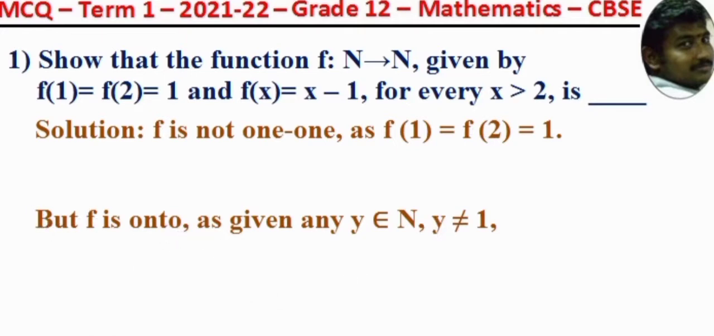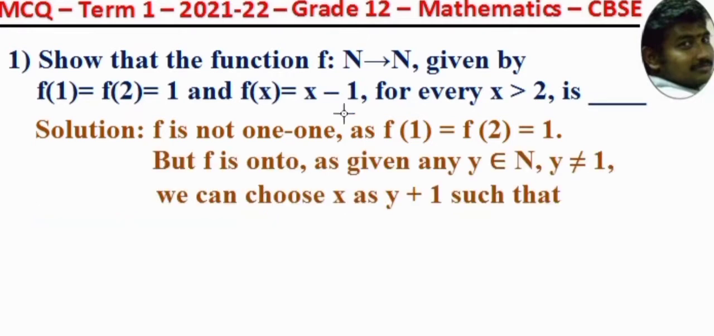How can we say onto? Onto means all elements of the codomain will have a pre-image. Here N to N, natural numbers. So 1 is there, 2. If I put the x value 2, it will be 1. 1 also gives 1, 2 also gives 1. If I take x as 3, since x is greater than 2, we get 2. Then 4 gives 3. Likewise, it goes on.